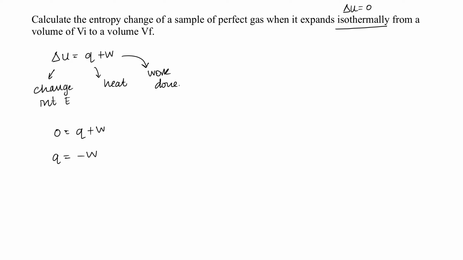Now let's bring in entropy. The change in entropy for a reversible process can be calculated as follows. Delta S, the change in entropy, is equal to the integral of dq rev divided by the temperature in Kelvin. For an isothermal process, the temperature is constant, meaning we can take the temperature out. So delta S is equal to 1 over T times the integral of dq rev.